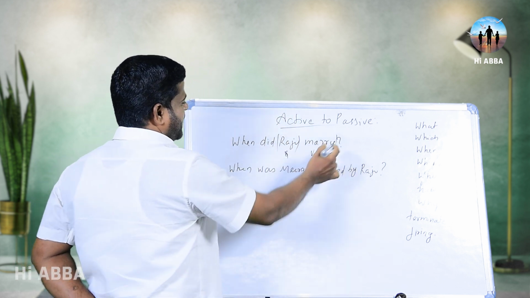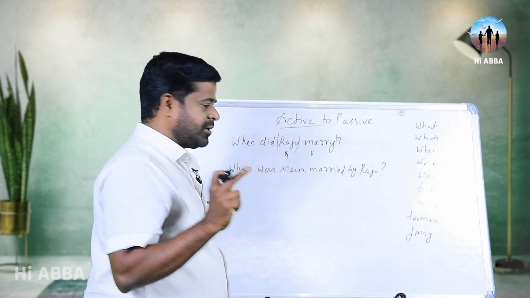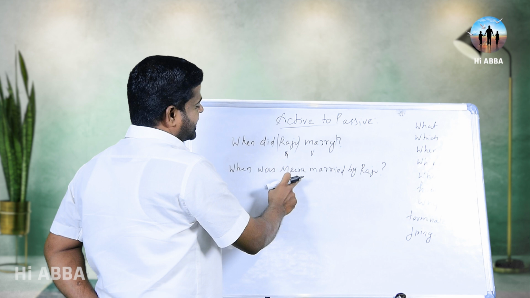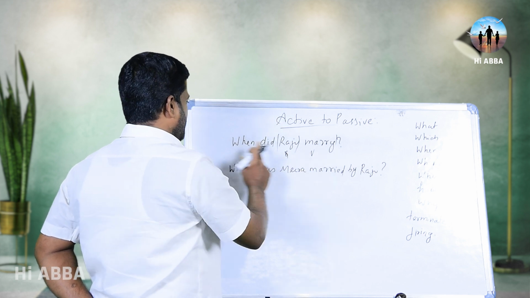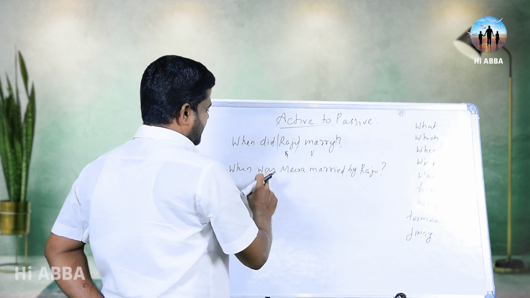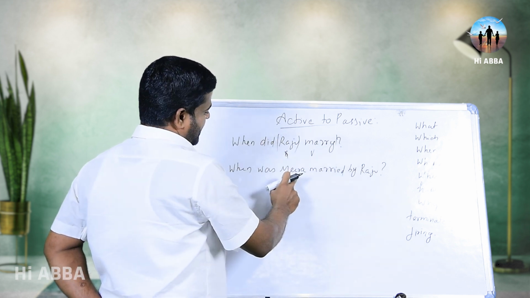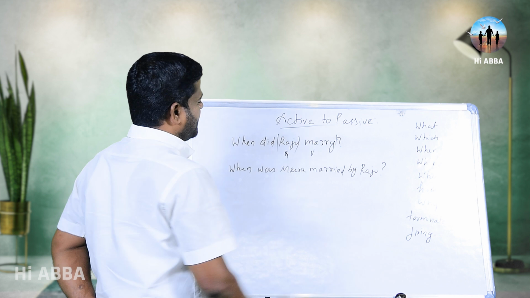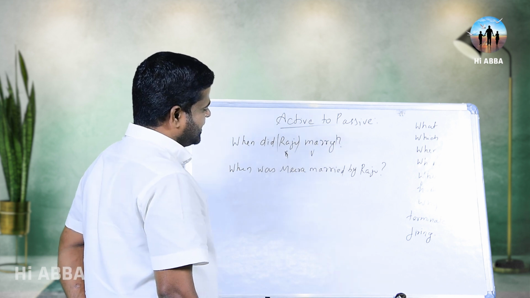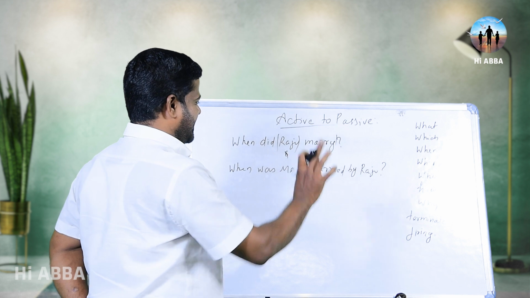So when did Raju marry is a simple past tense. There is no object. We'll have to create an object. We have created an object here, that is Meera. So just as it is, it has come down. Meera being third person singular, we write was, and we'll apply the subject. Then the V3 of marry is married. Then we apply the object there, Raju.